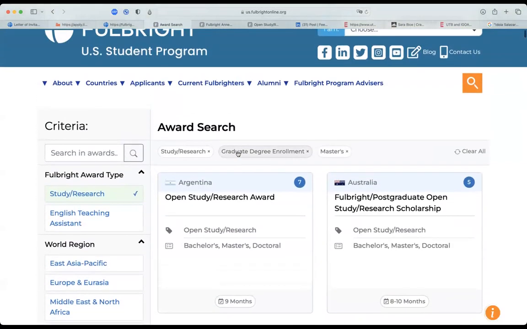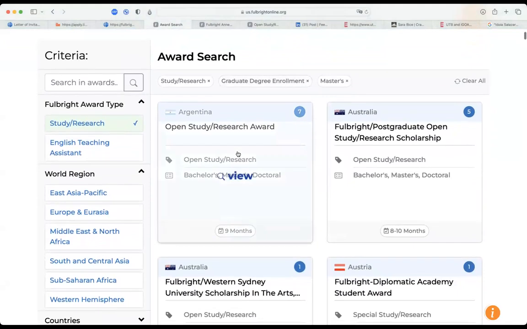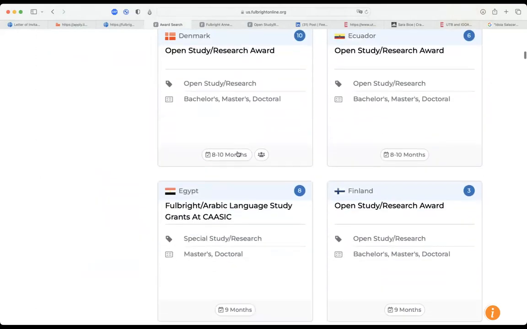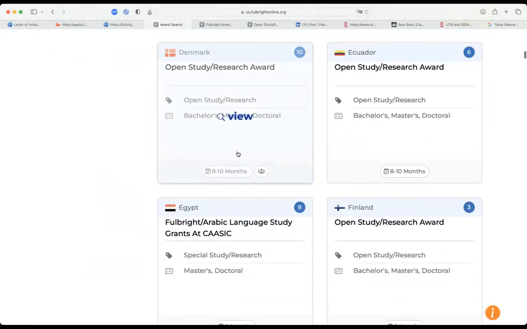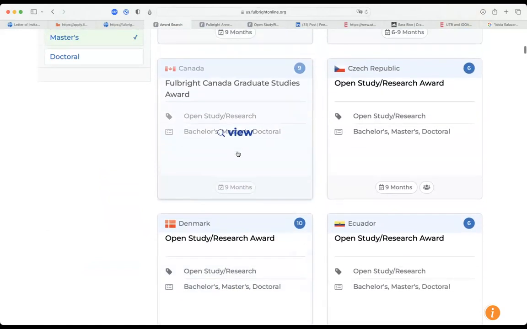So even though we still have to look through to find out what the specifics are about, do you need an admission or a letter of invitation at the time of application, this is a much smaller field than we were looking at earlier. So let's look at one last one. So this is for the Czech Republic.